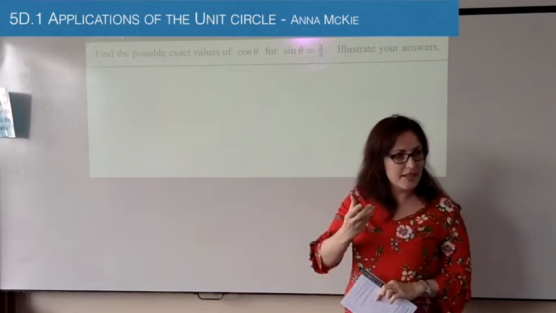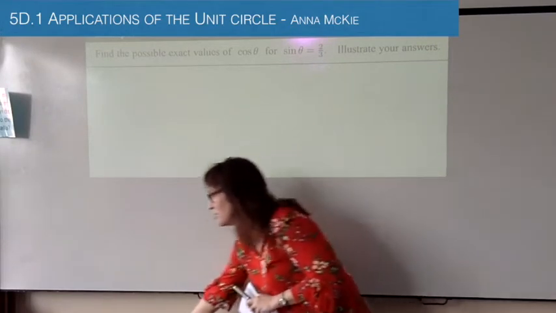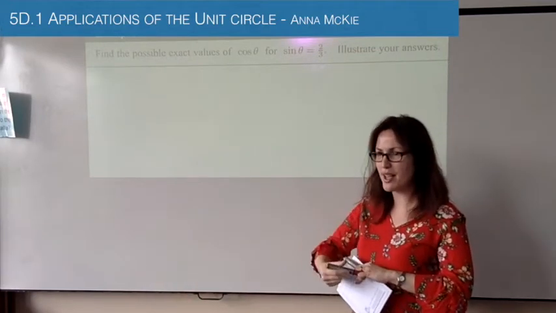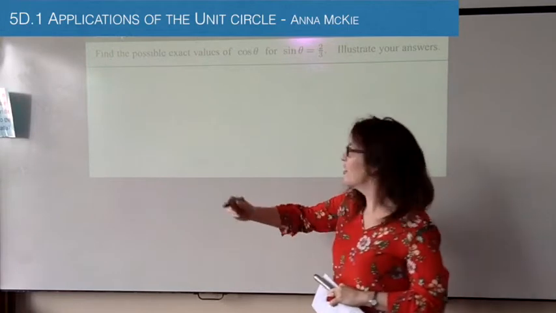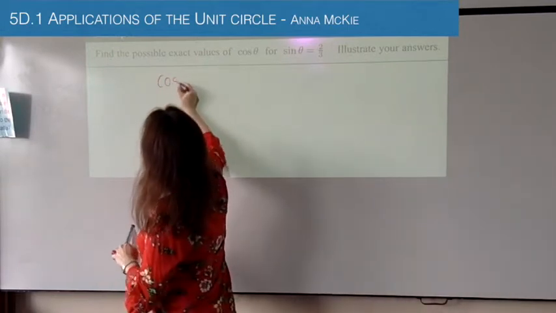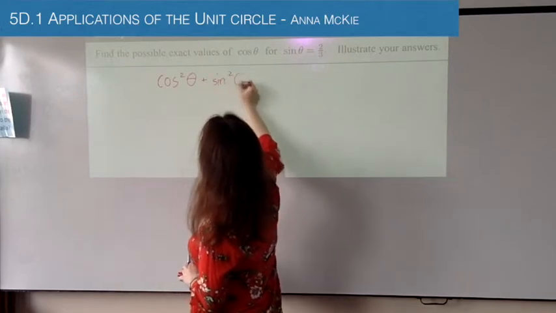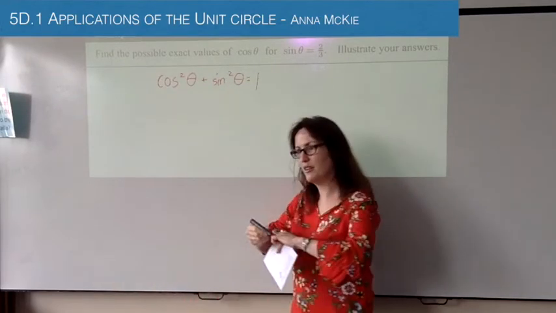There is one identity that we use a lot in trigonometry. It's got squares in it and a 1. Has anybody memorised that yet? Alright, I'll put it here. So it's cos squared theta plus sine squared theta is equal to 1.